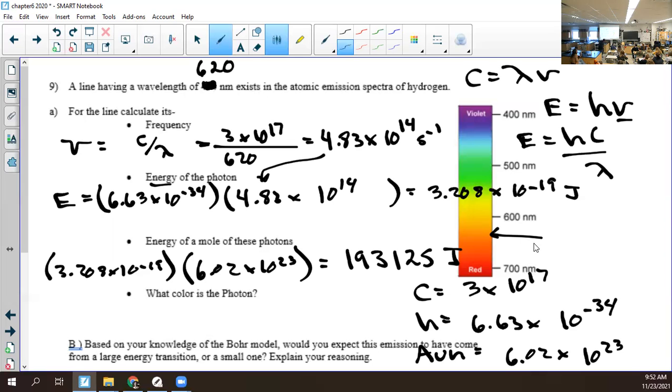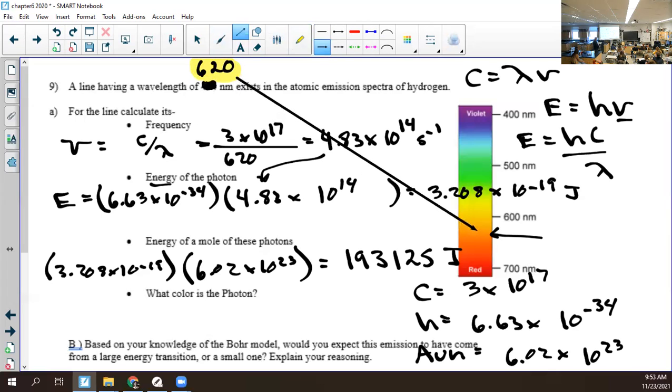How did you figure out the color? Well, good, I'm glad someone asked, because in the problem it says it was 620 nanometers. And if you look right here, you just come to this and right around here, 620, and you just say, all right, that's literally all you do.